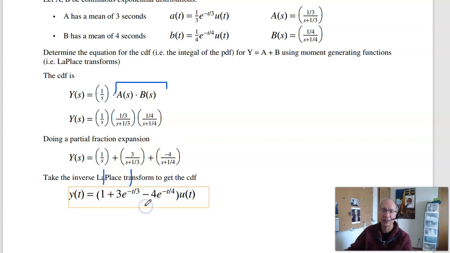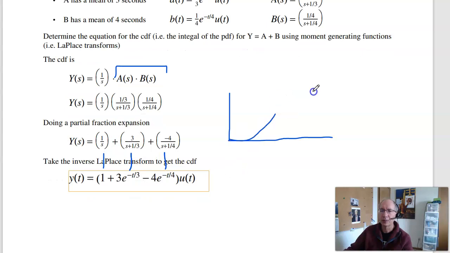And there's the CDF. As a check, the CDF should start from 0 and go to 1. If I plug in 0, I get 1 plus 3 minus 4 is 0. That checks out. Plug in t equals infinity, I get 1. That checks out. So there's the CDF.